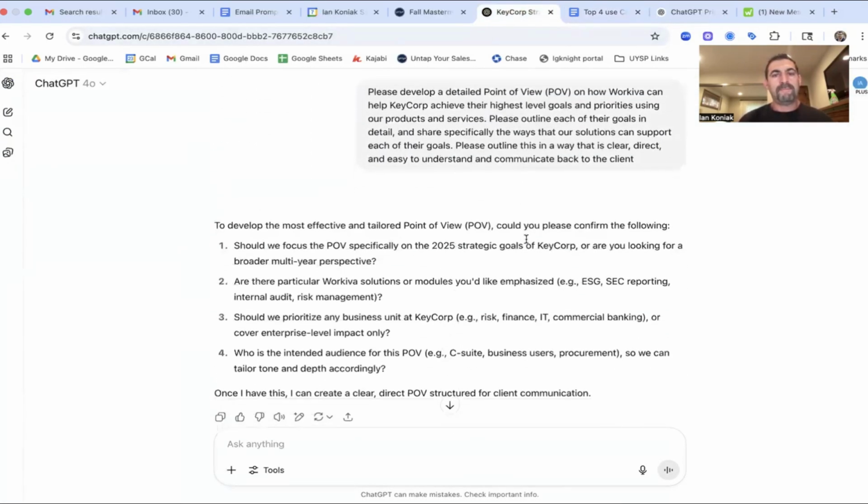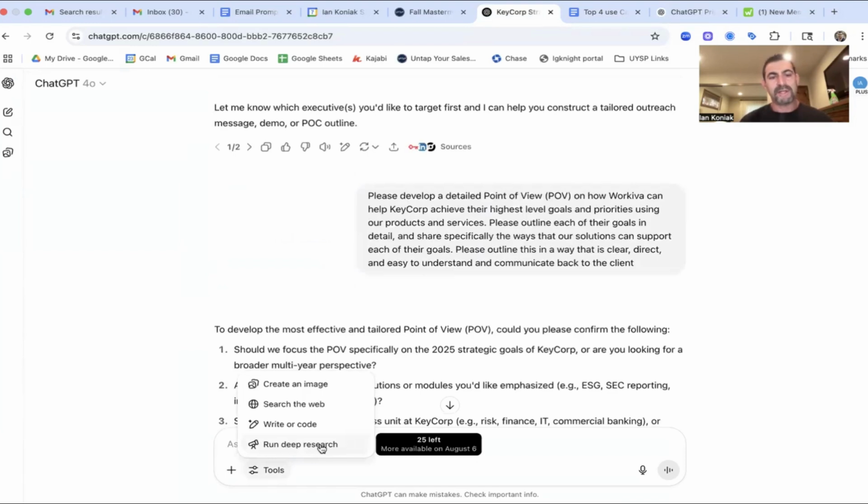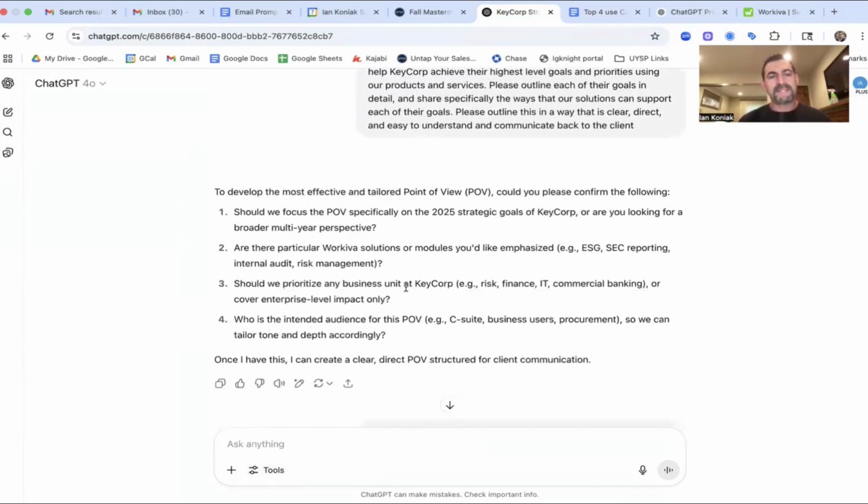So, when you hit the deep research, I'll just show you. You just hit this and you hit tools, run deep research. So that's the key. When you put this prompt in, hit run deep research. And if you do that, again, it's going to give you a very detailed set of questions.